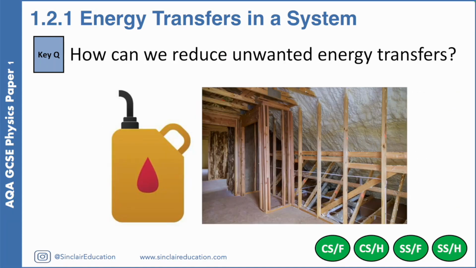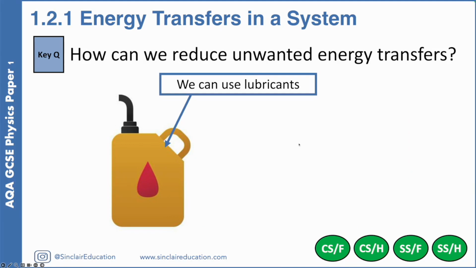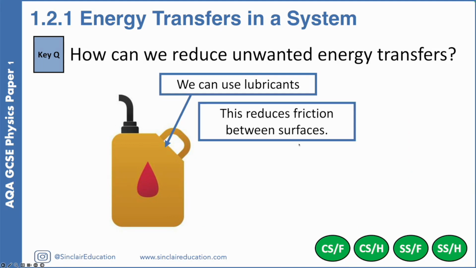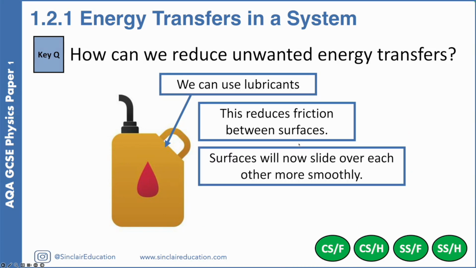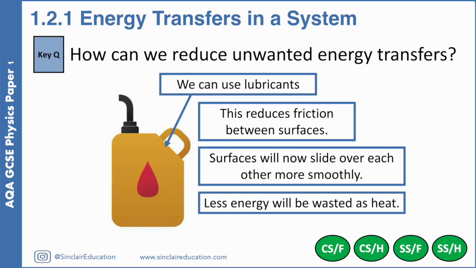Now, one aspect of this is we need to be able to talk about how we may reduce this. And there are two main ideas. We've got lubrication, so that's reducing friction, as friction is one big way in which energy gets transferred, not usefully as heat. And we've also got the idea of insulation. So with lubricants, the idea here is to reduce friction between surfaces. The surfaces should now slide more smoothly over each other, and as a result, we should have less energy wasted as heat, but also less energy dissipated as sound as well. So it should just be a smoother kind of process of those surfaces sliding.